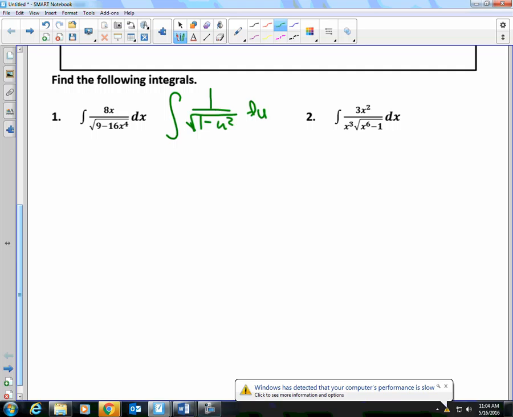Multiply is an option. I'm going to say it differently. I'm going to factor something out. What can you factor out at the bottom that would create a 1? A 9. And so as I write this, I'm going to write the integral of 8x over the square root of 9 times... If I factor out a 9, what am I left with? Write it as 16 over 9 x to the fourth.